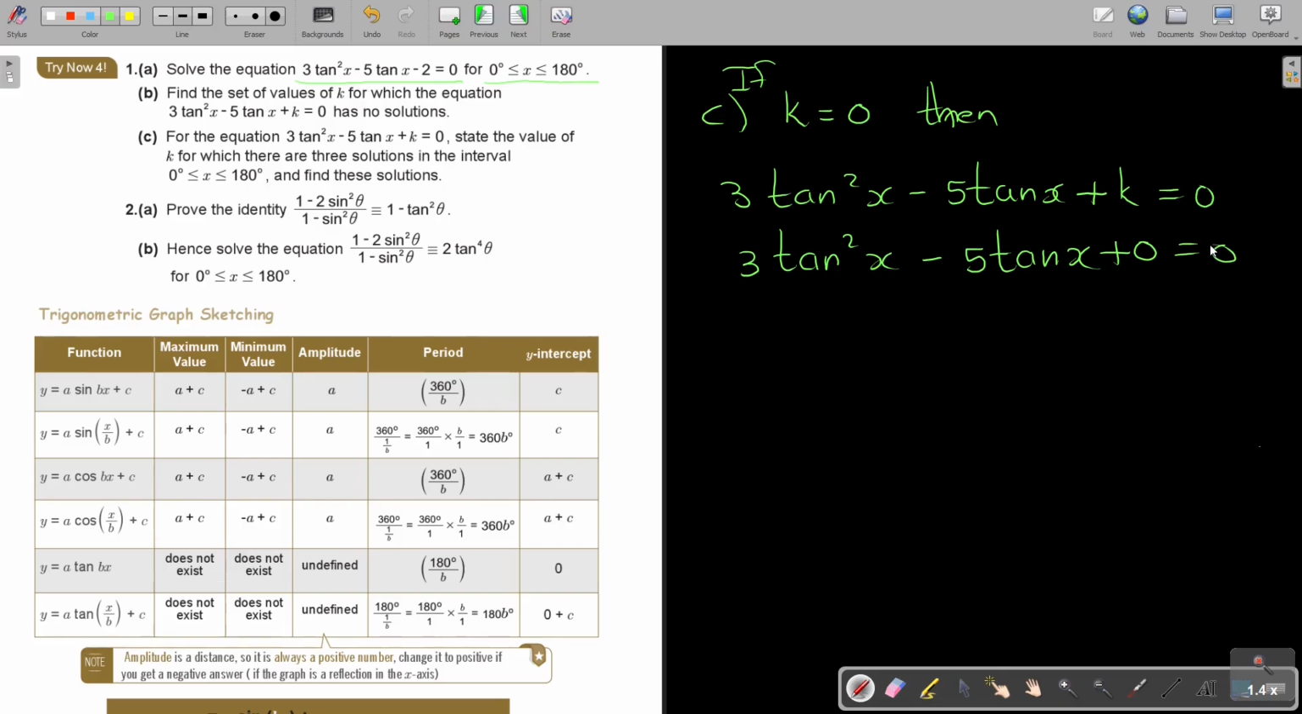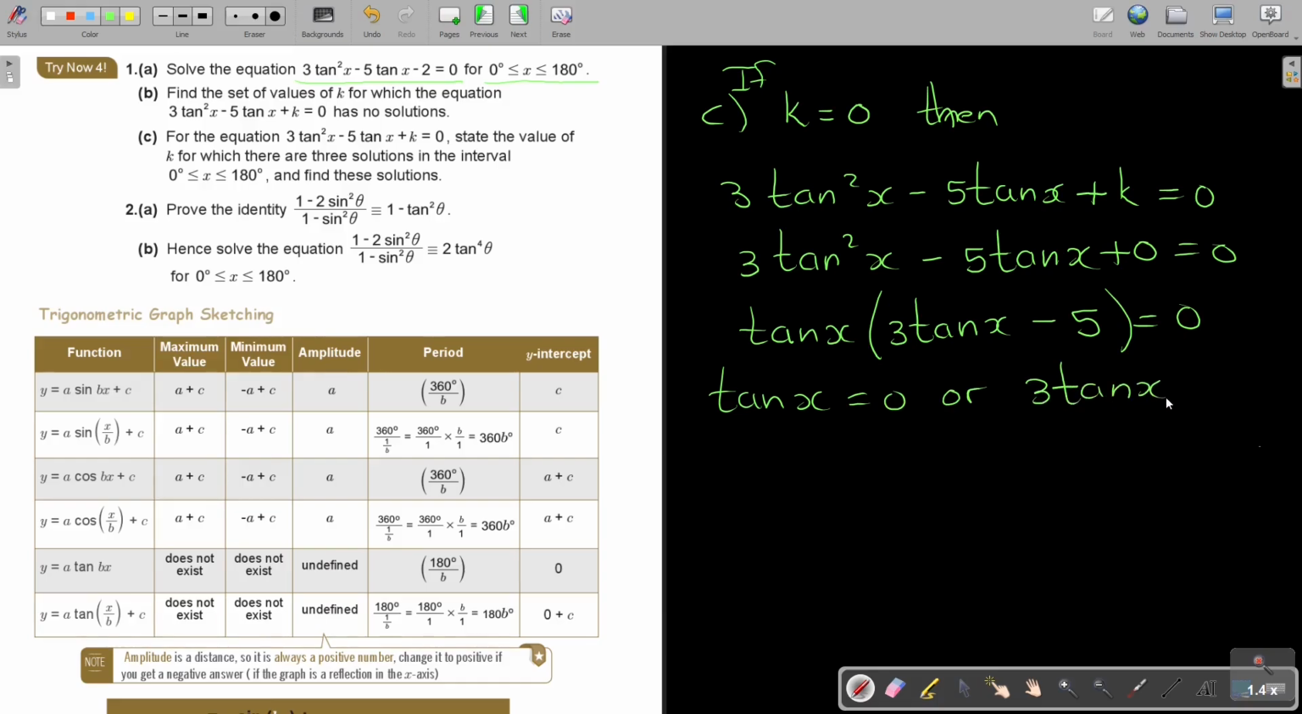Now I take tan x as a common factor. Then I have tan x times 3 tan x minus 5, equals 0. Are you with me? So I have tan x equals 0, or I have 3 tan x minus 5 equals 0. So 3 tan x equals 5, so tan x equals 5 over 3.